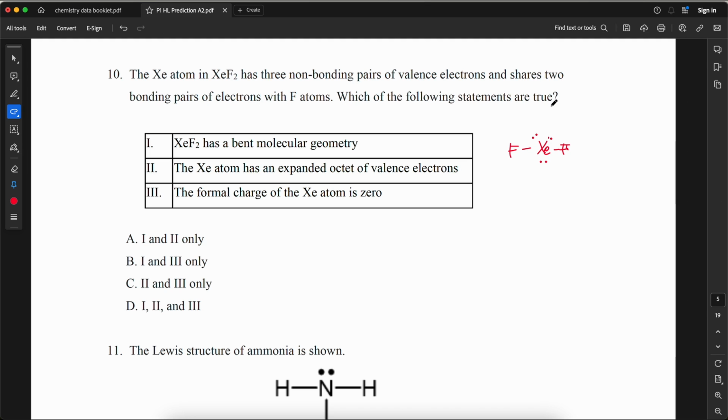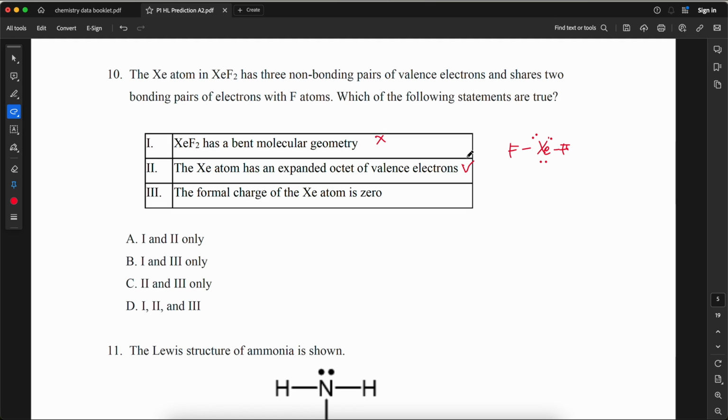Which of the following statements are true? XeF2 has the bent molecular geometry. It is wrong. It has 1, 2, 3, 4, 5 domains. So the molecular geometry is trigonal bipyramidal. The Xe atom has an expanded octet of valence electrons because the bonds and lone pairs have a total of 10 valence electrons. Therefore, Xe has an expanded octet.